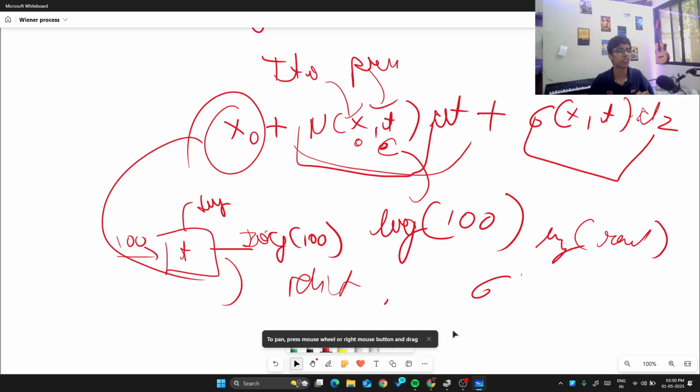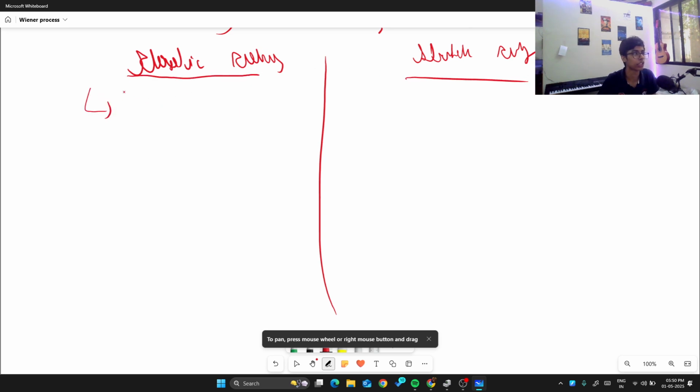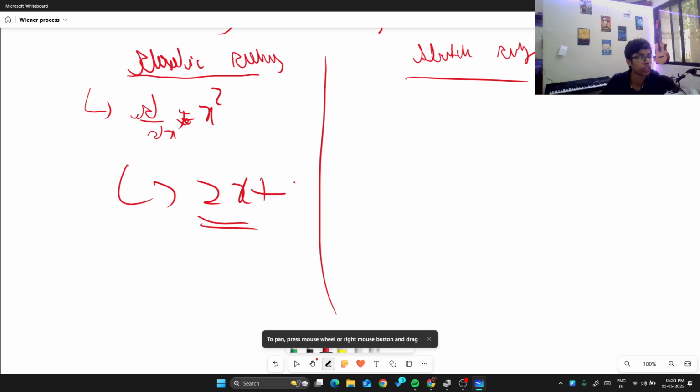And let me tell you the difference between classical calculus and stochastic calculus. In classical calculus, let's say the derivative of x squared. The derivative of x squared is 2x, right? But if you study calculus deeply, you would know that it is not always 2x. There is a second order term of x. The second derivative of x squared, the second order of 2x, would be 2.